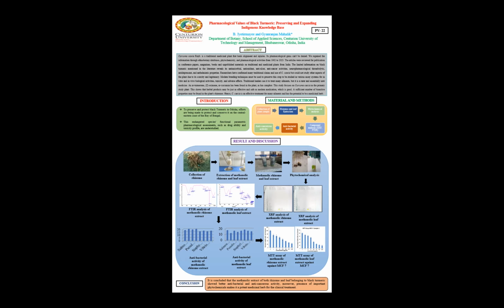Here you have concluded that methanolic extract of both rhizome and leaf belonging to black turmeric showed better antibacterial and anticancerous activity as compared to n-hexane. It means in the polar solvent, this black turmeric is showing better antibacterial activity. Is it like that? Yes, ma'am.